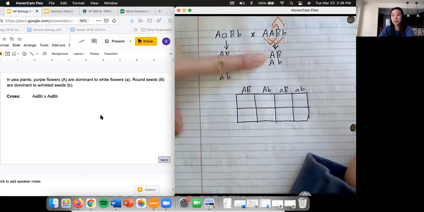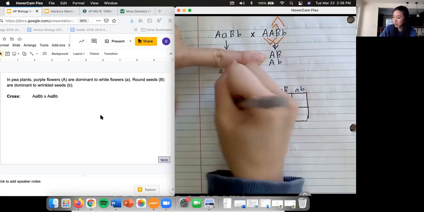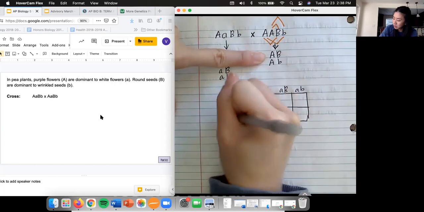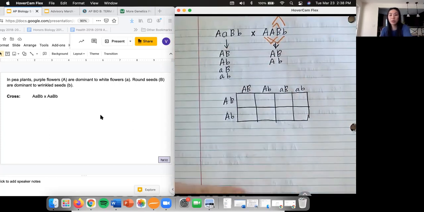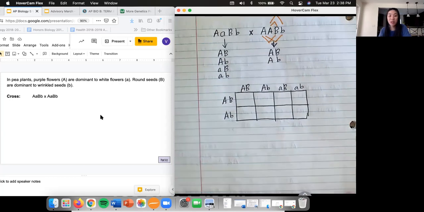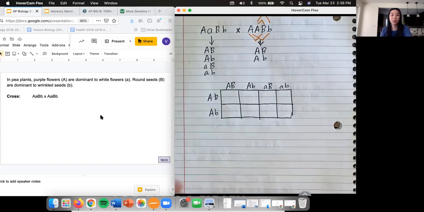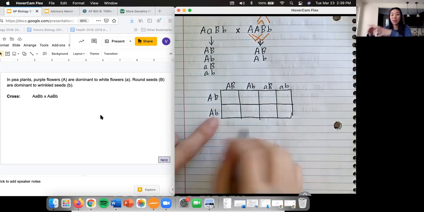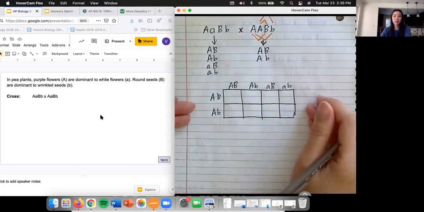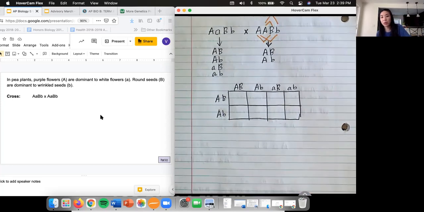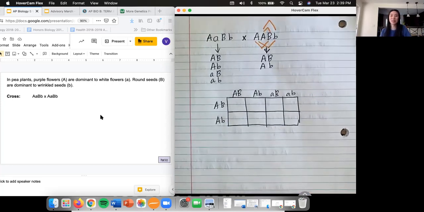And then these two would be on the side. If you fill it in, you would do the same thing. You can still figure out how many of them are going to be of each phenotype. But instead of doing that big, huge square, you could just do a simple one like this. This would be an example of a dihybrid cross.